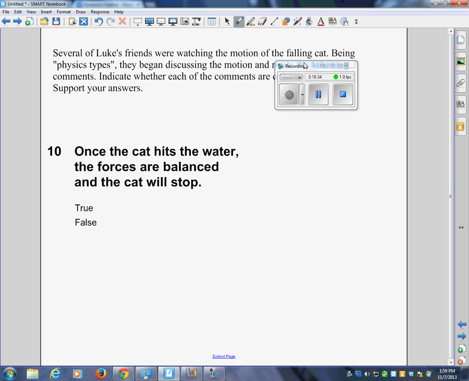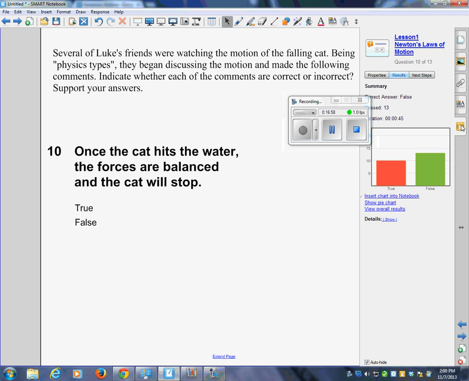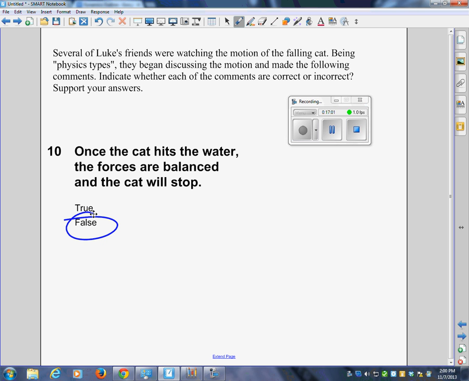Several of Luke's friends were watching the motion of the falling cat, and being physics types, they began discussing the motion and made the following comments. They didn't jump in and save the poor thing, they just discussed the physics of the situation. Indicate whether each of the comments are correct or incorrect. Support your answers. Once the cat hits the water and the forces are balanced, the cat will stop. That, my friends, is false. Will the cat stop? No, the cat will continue at a constant speed.